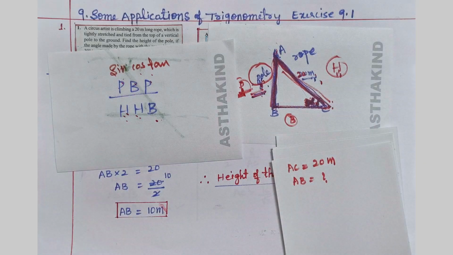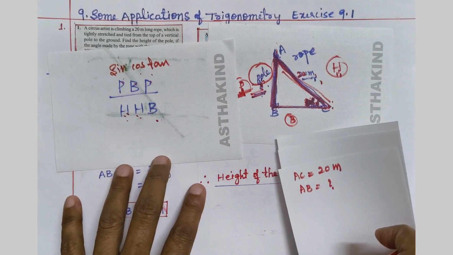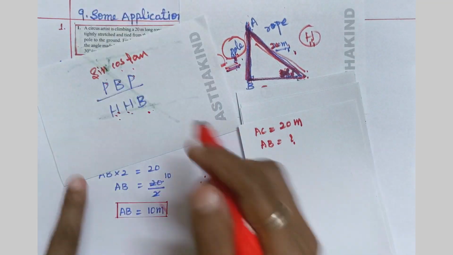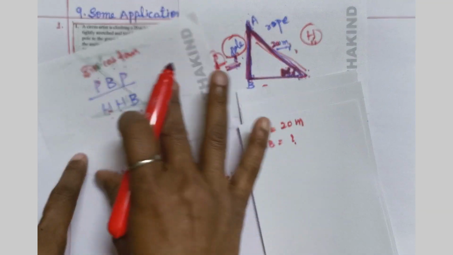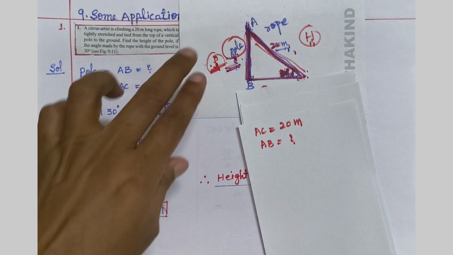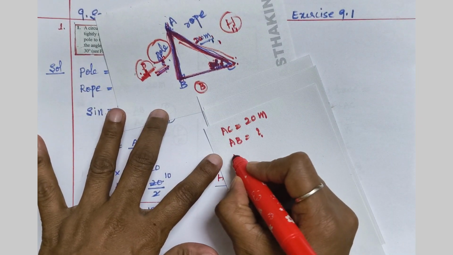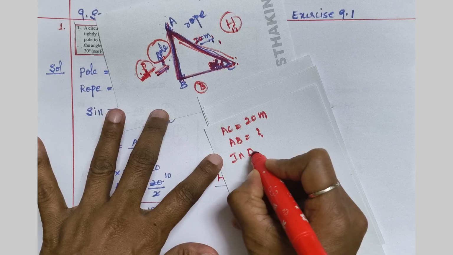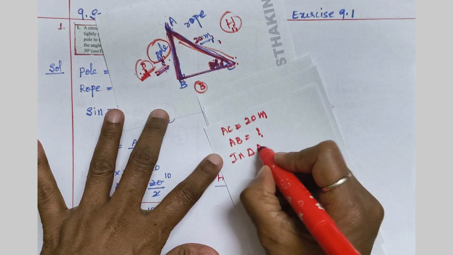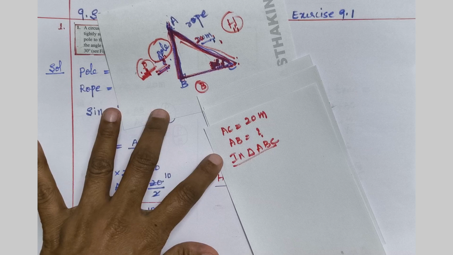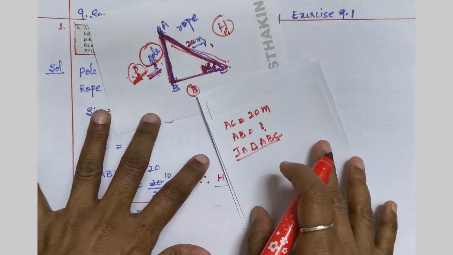Okay, so now you are using sine theta, and you will get the answer. See here, try to understand. Sine means what? Sine means perpendicular by hypotenuse. So now I am using sine 30 degree. Now see here, which triangle? In triangle ABC. This is a right angle triangle. In this chapter, almost all triangles are right angle triangles only.